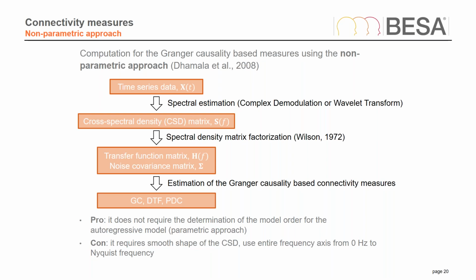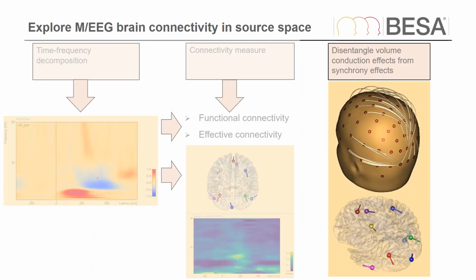So with this as a given, we can move to estimating the cross-spectral density matrix, then factorize it, compute the transfer function and the noise covariance matrix, and then we have everything together to estimate the Granger causality-based connectivity measures. Okay, but we're not quite finished yet.